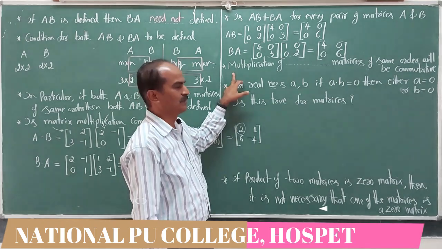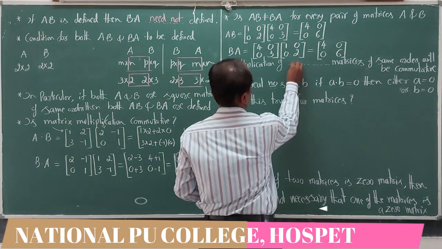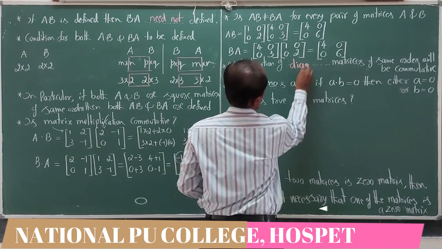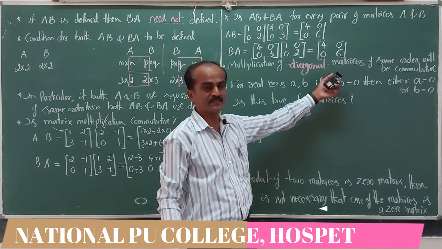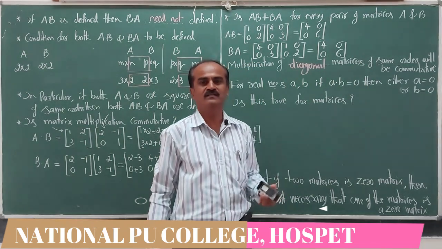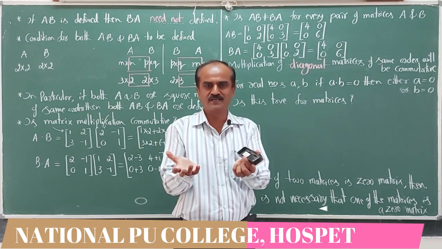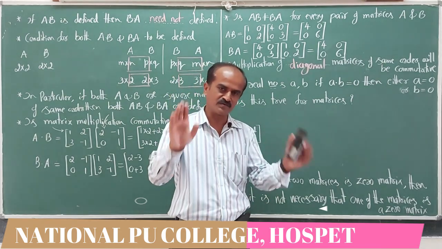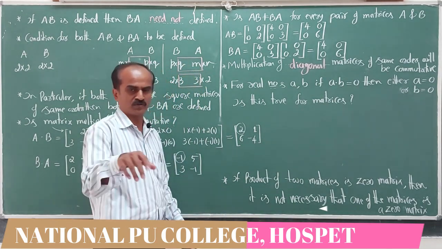So multiplication of diagonal matrices. Multiplication of diagonal matrices of the same order will be commutative. When you choose two diagonal matrices, AB is always equal to BA. That is guaranteed. Now one more point here.